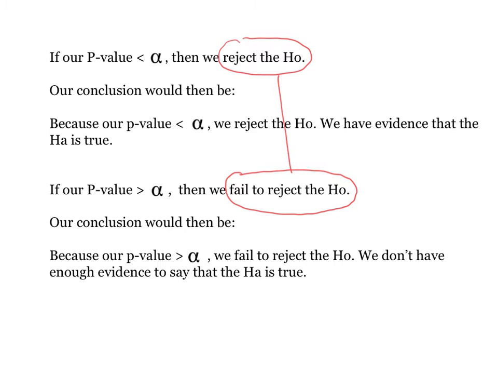So we're basically either saying, hey, we have evidence that the newspaper is right, or we're saying, I can't say the newspaper's right, when they're trying to prove that it was less than 80%. And again, this is going to sound so foreign to you right now, but it will make more sense as we move on.